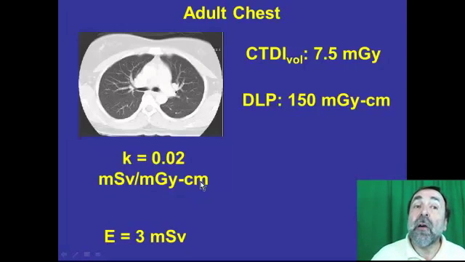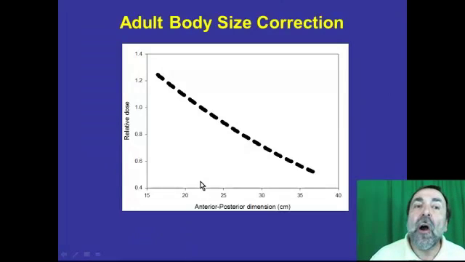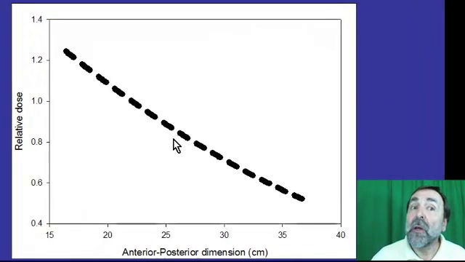So you can get organ doses, you can get effective doses in normal size adults, but what if your adult patient is not a normal size adult? You may have a small patient or you may have a large patient, in which case you have to use an adult body size correction factor as shown here.